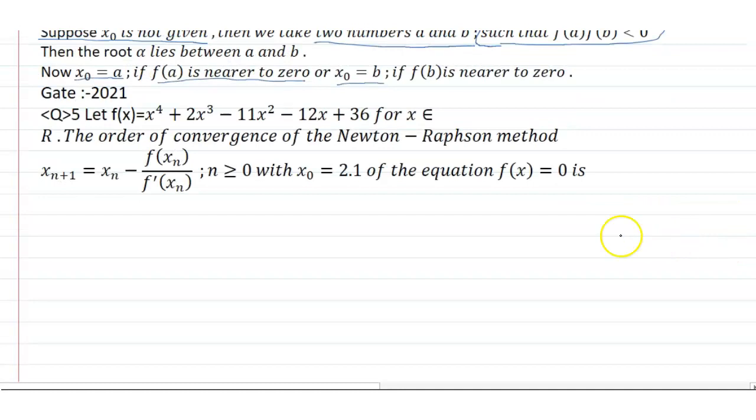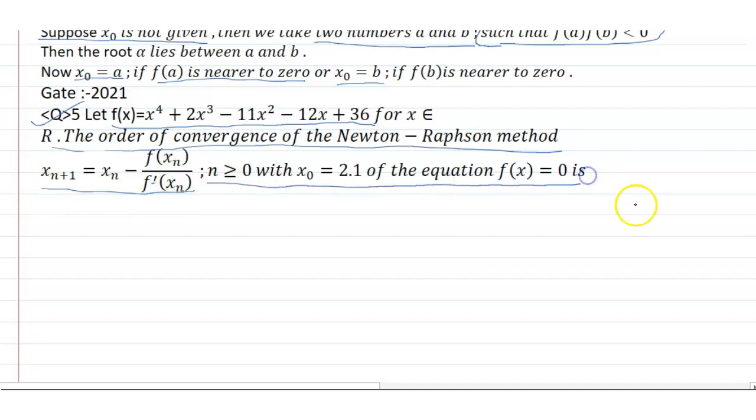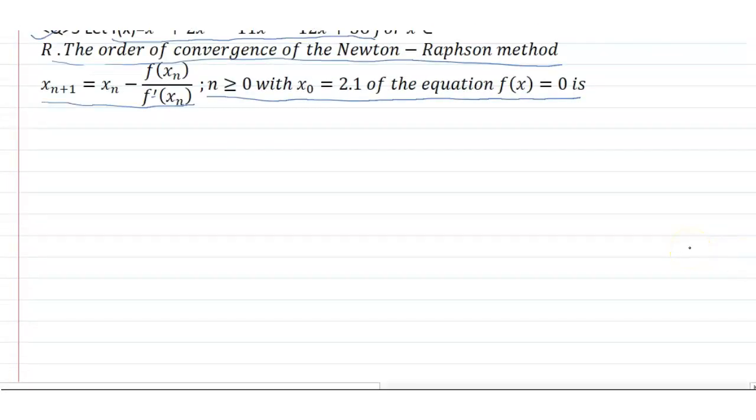So friends, let's start to solve one problem. This problem came in GATE 2021, question number 5. If f(x) is equal to x to the power 4 plus 2x cube minus 11x square minus 12x plus 36 for x belongs to R, find the order of convergence of the Newton-Raphson method, where xn plus 1 is equal to xn minus f(xn) divided by f dash xn, n greater than or equal to 0, and x0 is equal to 2, for the equation f(x) equal to 0. So I have to find this out.